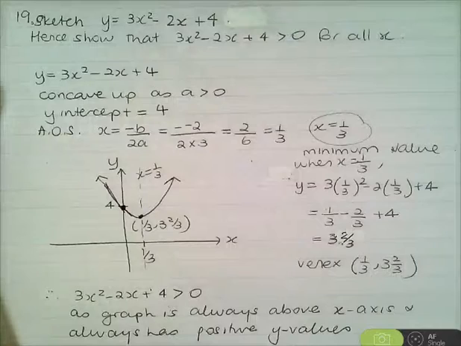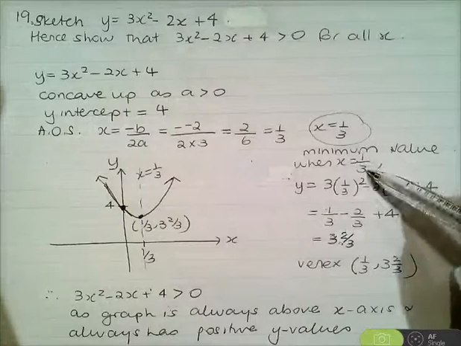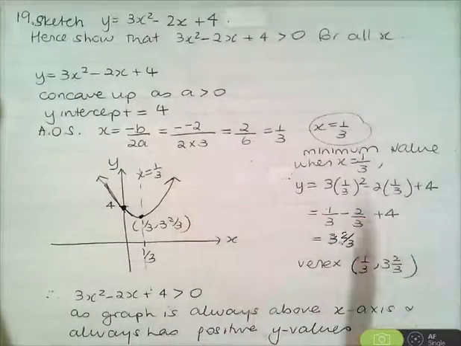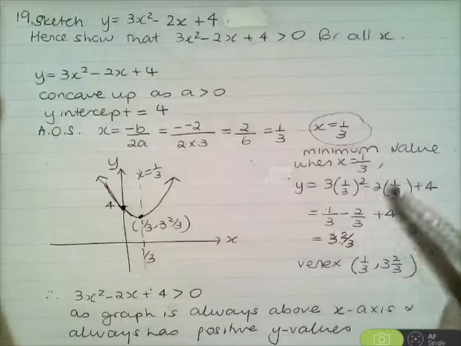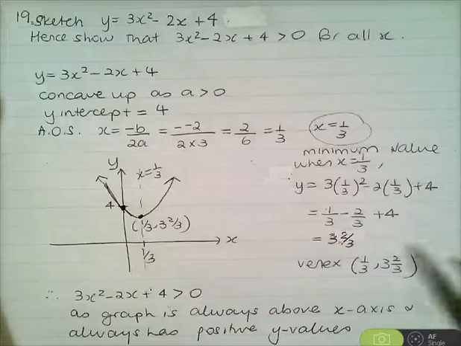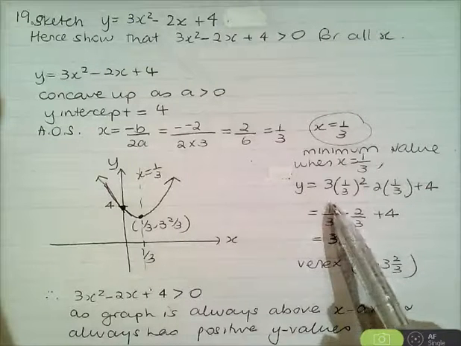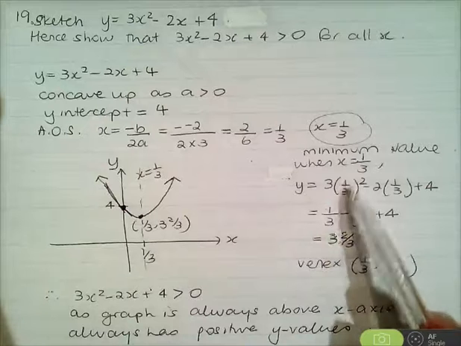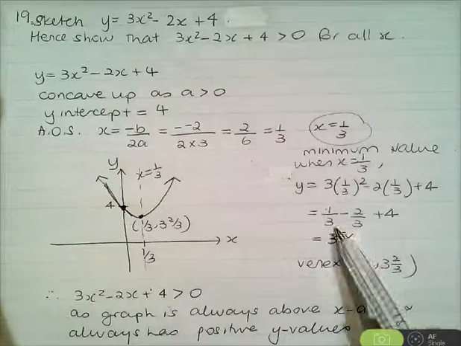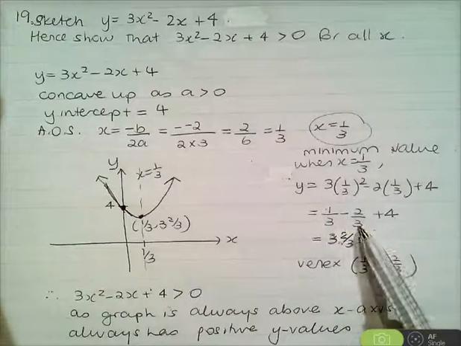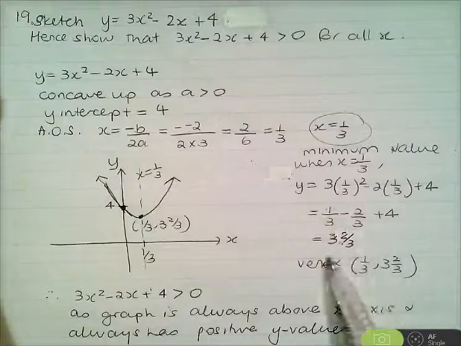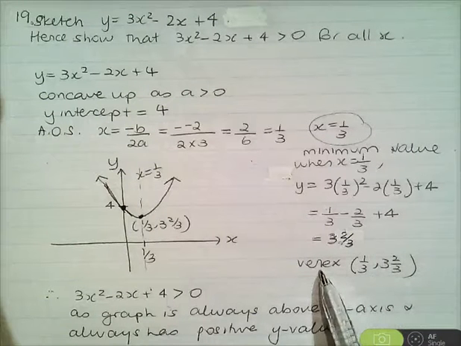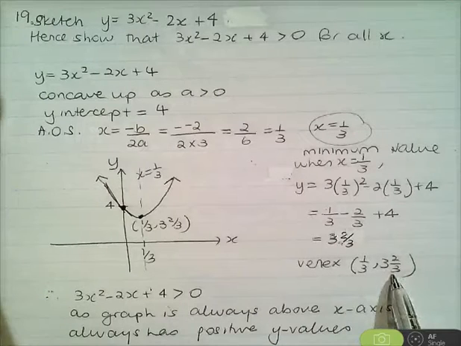Okay, sorry for the interruption again. We're just substituting x equals a third into this equation here. When we substitute it, we get 3 times a third squared minus 2 times a third plus 4. And we end up with 3 times 1/9, which is a third, minus 2 times a third is 2/3, plus 4. And if you work that out, you will get 3 2/3. So therefore, the vertex of this parabola is 1/3, that's the x value, and the y value is 3 2/3.